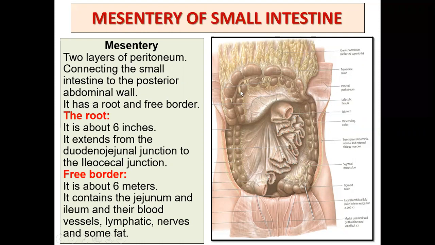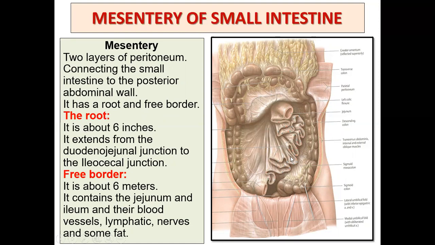This is called the root of the mesentery, which is attached to the posterior abdominal wall, and this is called the free border. It is not really free, since it is attached to the small intestine, but it is mobile, so that's what is called the free border. The root is just about 6 inches, but the free border is almost 6 meters. So see the difference.